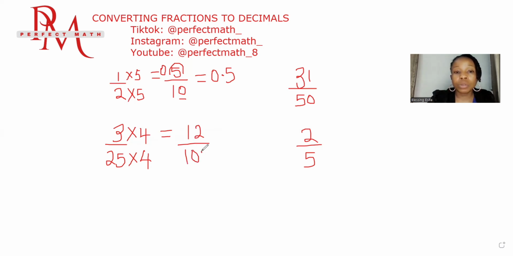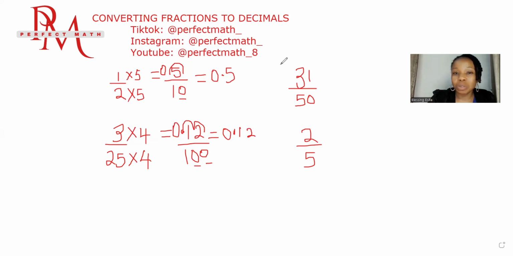Now we have 2 zeros at the denominator, 1, 2. So that means we are to move our decimal point 2 times towards the left-hand side. Let's go. So we go 1 and 2. So this is where our decimal point would be. And of course, we'll have our 0 in front. So this becomes 0.12. Easy peasy, right?